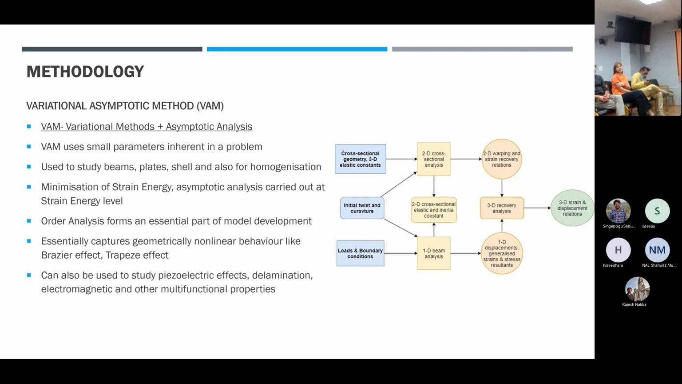So this is the basic approach which we follow during the VAM. We have the cross-sectional geometry, we have the 3D elastic constants, and we go for the 2D cross-sectional analysis first. Using the kinematics in the problem, we derive the definition of these strains, and then we obtain the strain energy functional. Using that, we can obtain the warping and the strain recovery relations. Once we have obtained the warpings, we can carry out the 1D beam analysis, using which we can get the 1D generalized beam strains and stress resultants. And then carrying out a 3D recovery analysis, we can have the 3D strains and displacements.